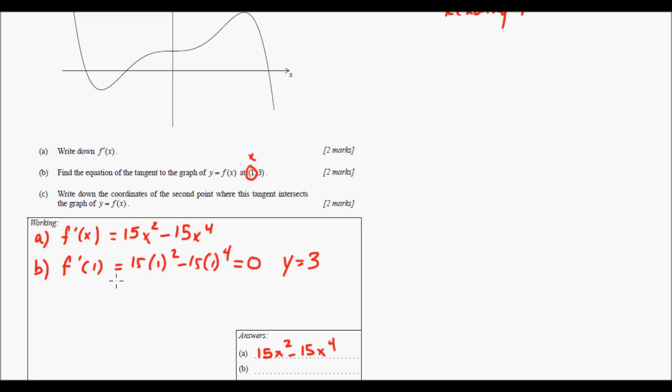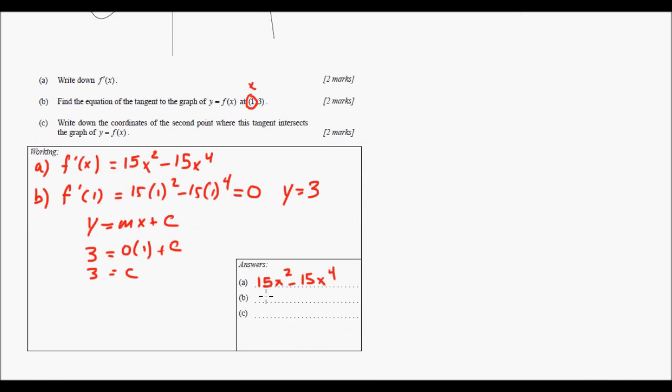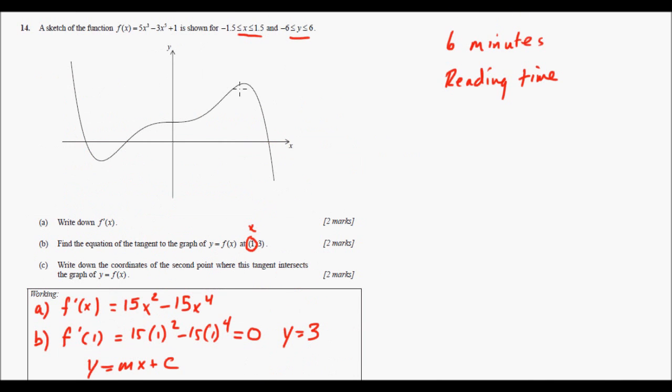But let me just show you, if you didn't know that right off the top of your head, you could do the y equals mx plus c. This is good practice anyway. 3 equals m, which is 0, times x, which is 1, plus c. So c is going to equal 3. Okay, so then you would write y equals 3. So basically what we have is a horizontal line at y equals 3. And when you have these horizontal lines, this represents a minimum or a maximum. So this line is right here.